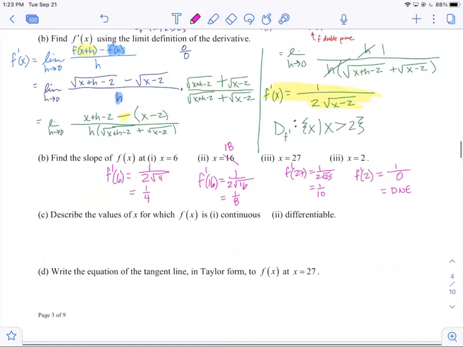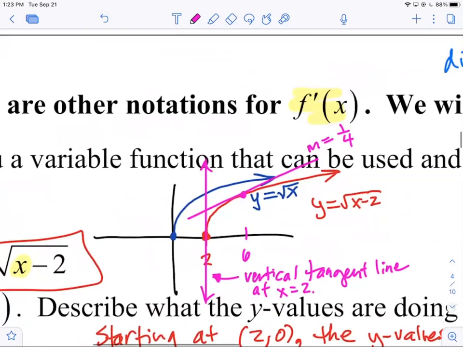Yeah, pretty cool. So let's go ahead and look at part C. Describe now the values of x for which the function is continuous and differentiable. Okay. Well, this function is going to be continuous everywhere it starts, yeah? It's not going to be continuous over here where it doesn't even exist. Will the function be continuous at 2, the left endpoint? Can we have a function continuous at a left endpoint?